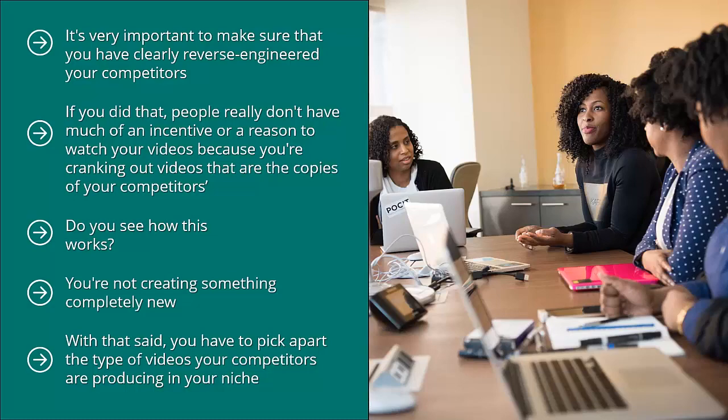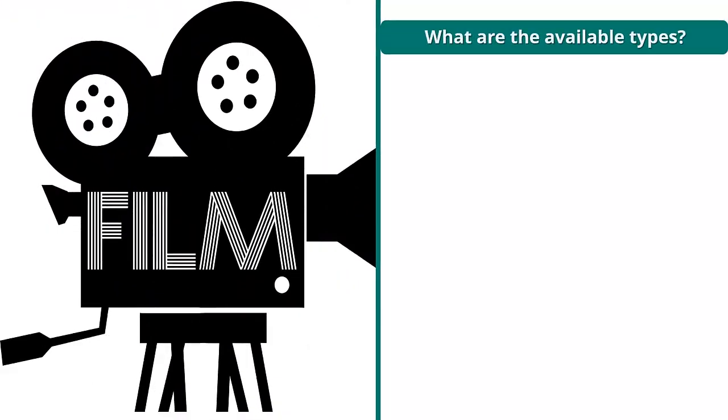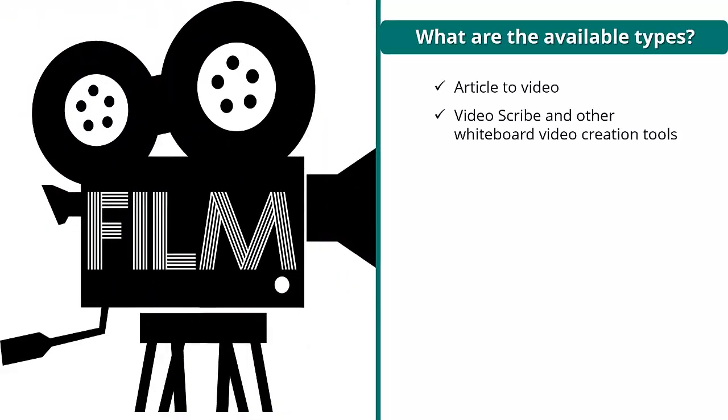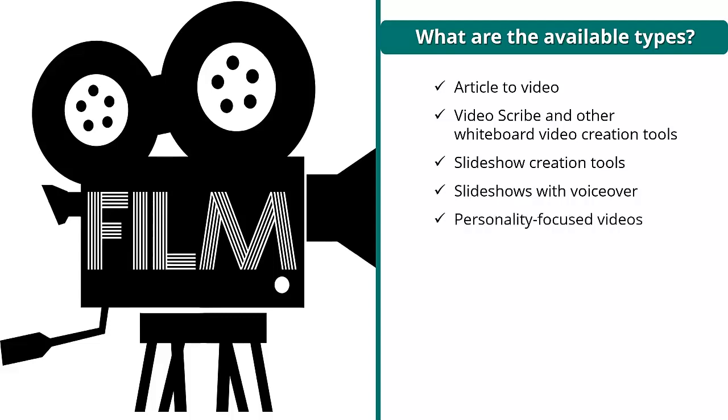To recap, you're going to be focusing on a specific type of video, and you find the answer to this by reverse engineering your competitors. What are the available types? Article to video, VideoScribe and other whiteboard video creation tools, slideshow creation tools, slideshows with voiceover, personality-focused videos. The list above includes most common types of marketing videos found on YouTube and other platforms.